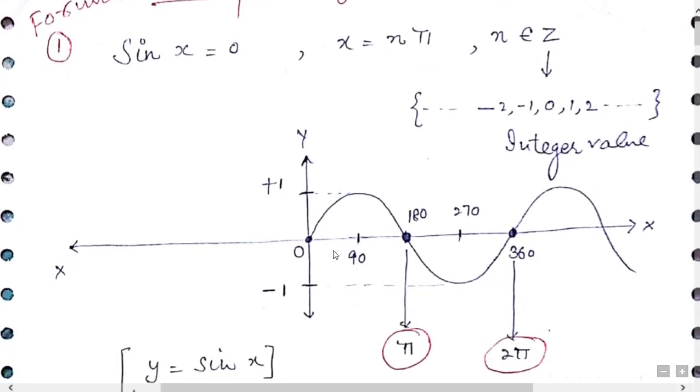Now what about the value 0? Look at this graph, it's the graph of sin x. This value is 0 and again this value is 0 and this value is 0, but the angle is 0, then 180 and 360. It means clearly the angle is a multiple of 180 degrees, that's a multiple of pi, that's why the answer is n pi.